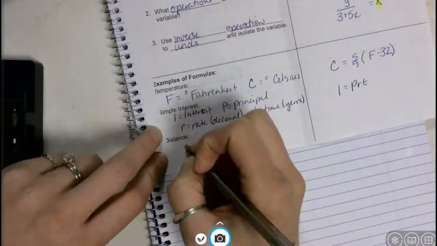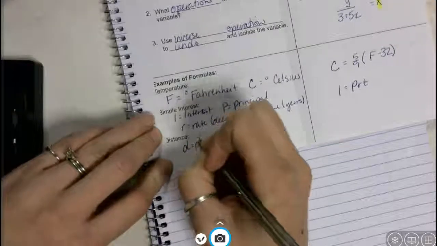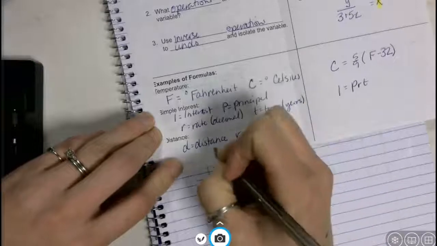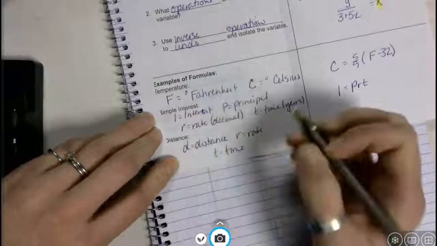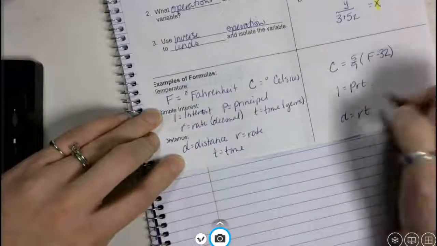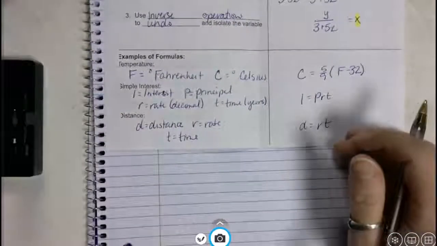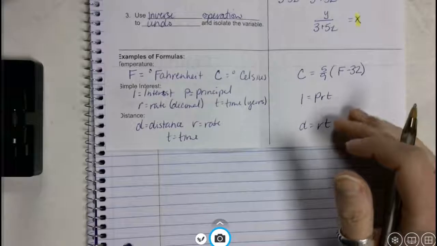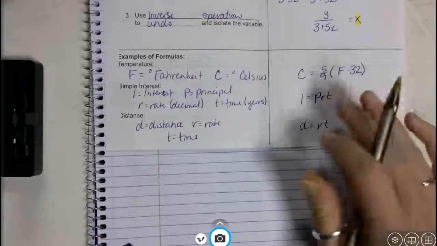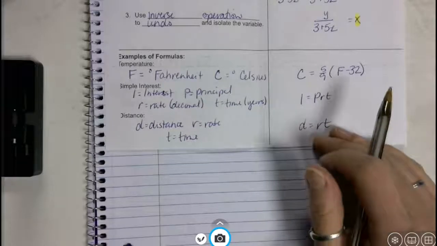The other formula we're looking at: D equals distance, R equals rate, and T equals time. This is the distance and rate formula, so it's D equals RT. So now that we have these common formulas, when you're working on these equations and these examples, you can rewrite them and get them to be exactly how you need them to be.